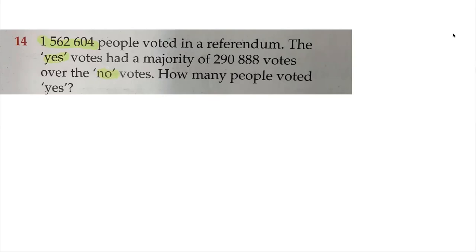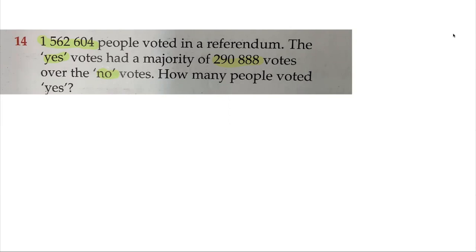But we are told that the yes votes had a majority of 290,888, which means they had 290,888 more votes than the no vote. So I'm going to go through and show you how to set that up and solve it using simultaneous equations.